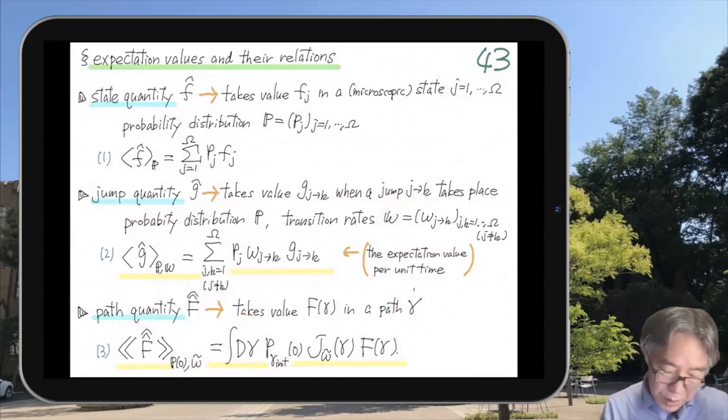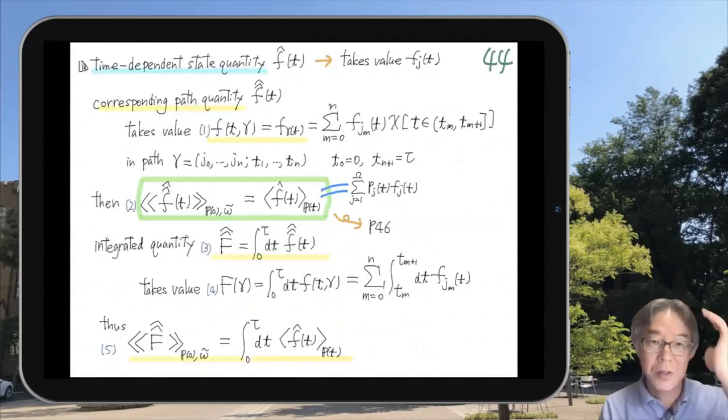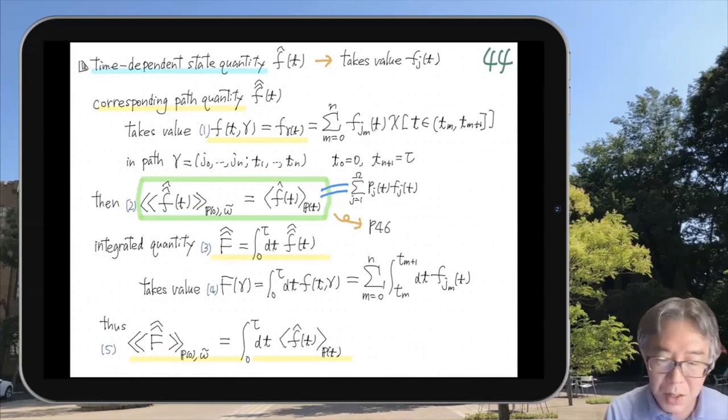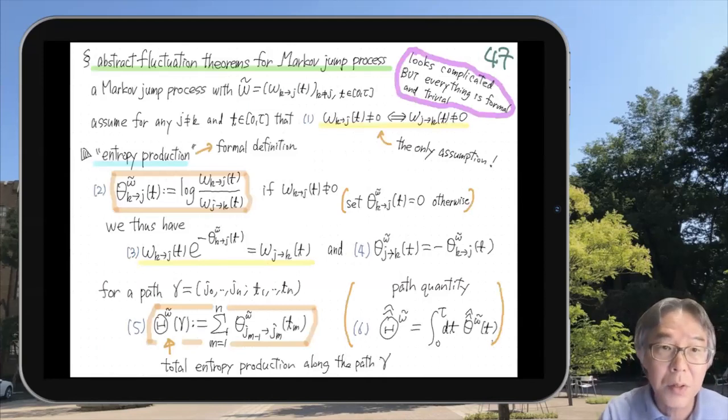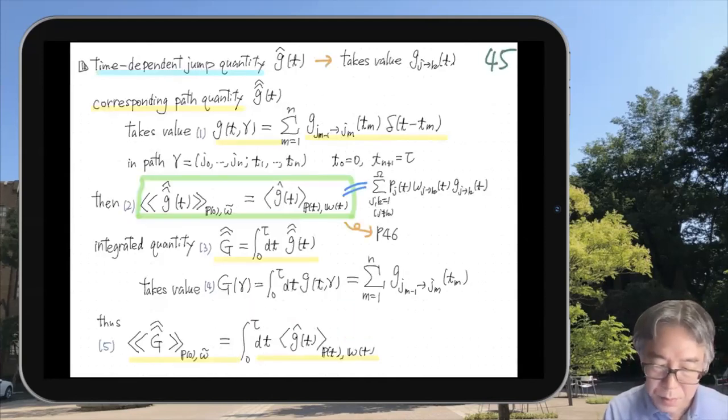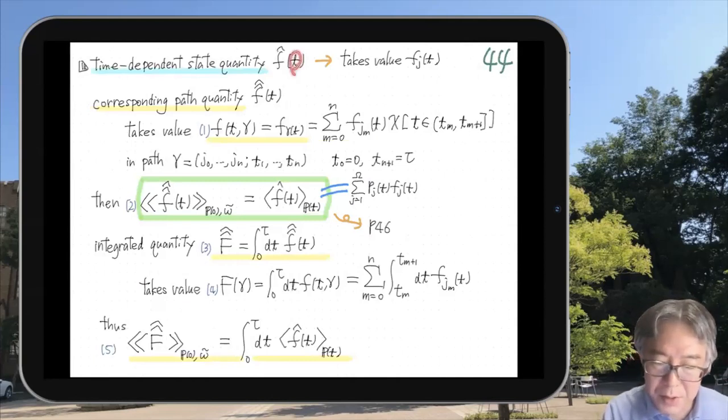Okay, so this is our definition of path average. And here I used different notations for this path quantity. I used double hat and double bracket to define the expectation values. And the reason that I use this heavy notation will become clear in this slide. Suppose that we have a time-dependent state quantity f hat_t. Here you can imagine that t is fixed. And then this gives a state quantity, and so it takes value f_j(t).